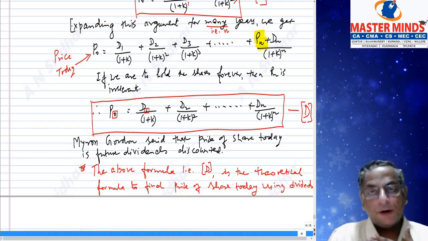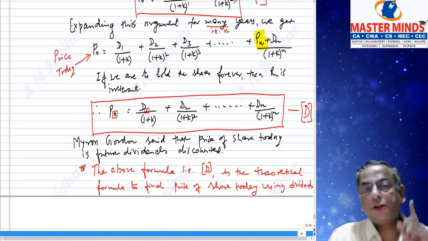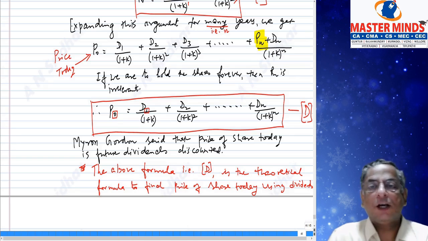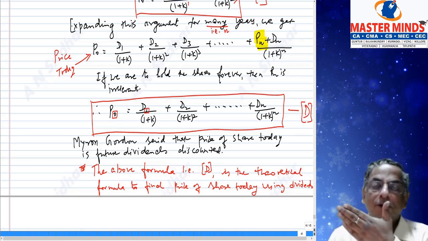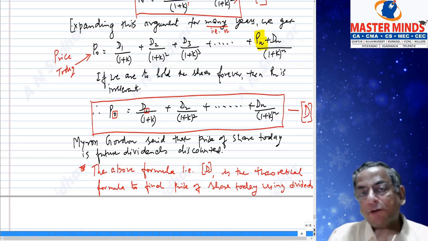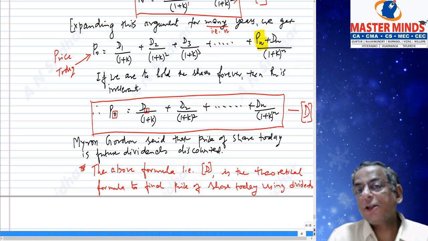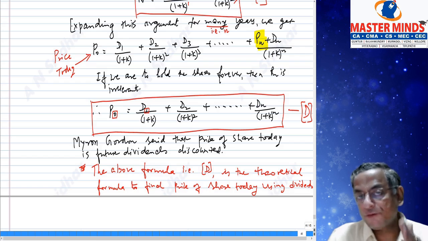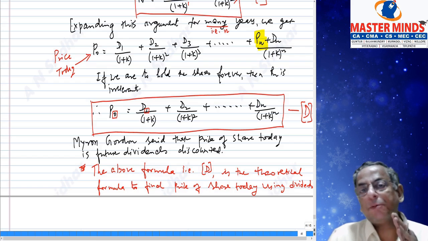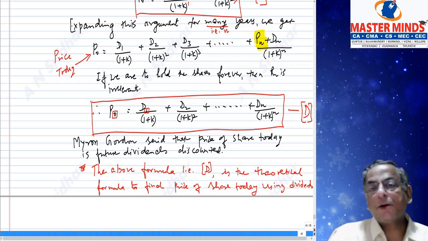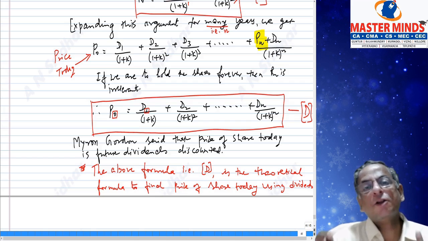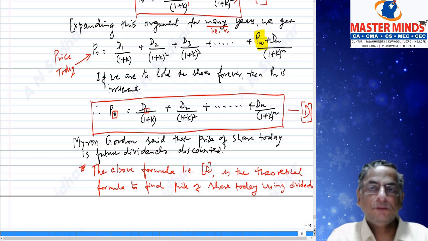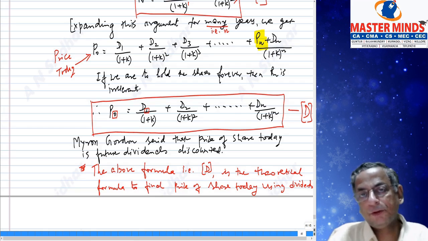So when you are actually finding out the price of a share using dividends, find out the estimated dividend at the end of 1 year, 2 year, 3 year, 4 year, and discount all of them with your expected rate of return K. If we are expecting some return that is K, we can substitute it in the formula used to discount dividends, and that will give us the theoretical share price. That's what Gordon said.